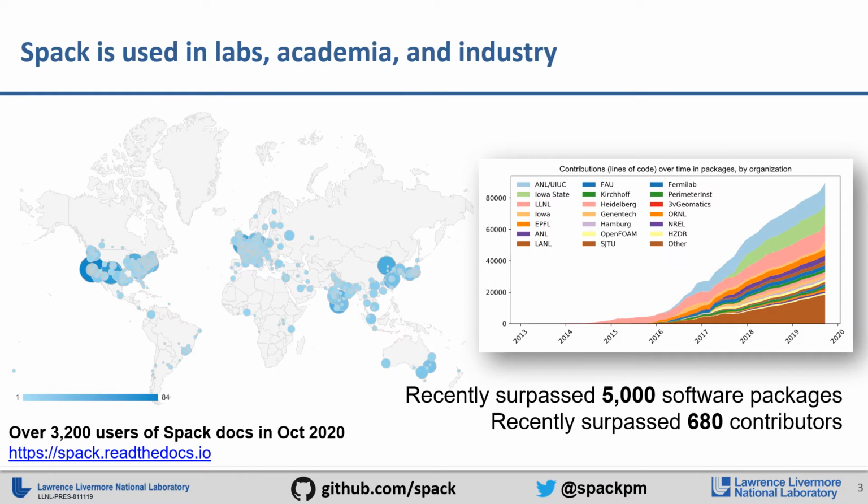Spack's gotten to be very popular. It's used in labs, academia, and industry. And we have thousands of users now. We started the project in 2013, but it didn't really start getting going until later in 2015, and we started getting contributors from across the community. You can see in this graph that lots of different organizations contribute to Spack now, and it continues to grow. We've just surpassed 5,000 software packages in Spack. We have over 680 contributors, and according to our documentation site, over 3,200 users now, and they're all over the world. These are hits on our documentation site from lots of different places.